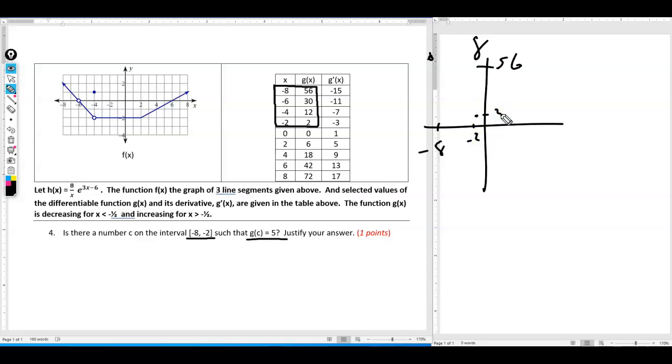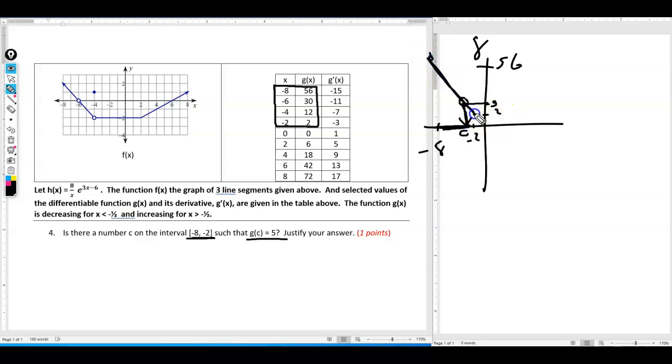Okay, and we're going from this point to that point. Now the question is: is there some value c on the interval from -8 to 2, somewhere in here, where g of c equals 5? So 5 would be right about here. In other words, is there a c value in here somewhere where if we plugged it in, we would get 5? And the answer is yes, there is.